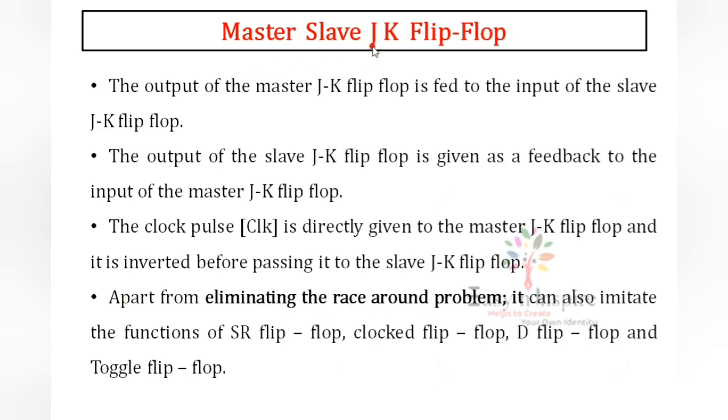The master slave JK flip flop is used to eliminate the race around condition in JK flip flop. We will see how it is going to eliminate. And it also imitates the functions of SR, clocked SR, D and T flip flops. So all the other types of flip flops can be designed using this master slave JK flip flop. Remember this point, very very important.